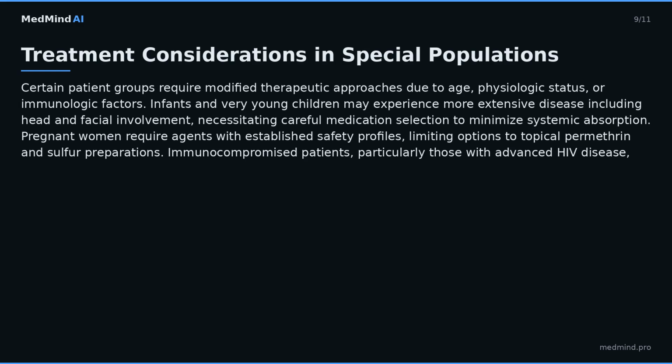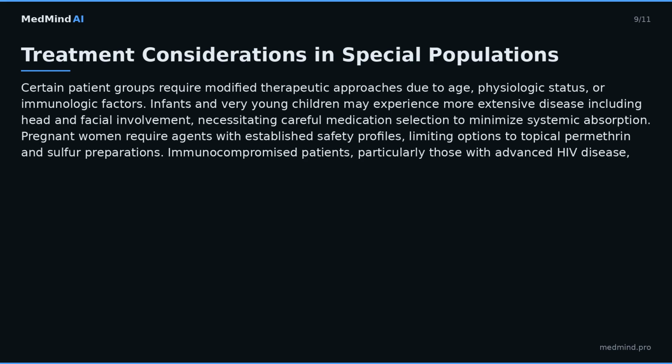Treatment considerations in special populations. Certain patient groups require modified therapeutic approaches due to age, physiologic status, or immunologic factors. Infants and very young children may experience more extensive disease, including head and facial involvement, necessitating careful medication selection to minimize systemic absorption. Pregnant women require agents with established safety profiles, limiting options to topical permethrin and sulfur preparations.